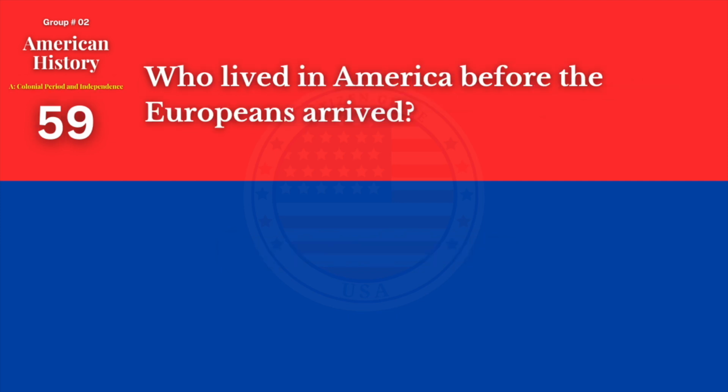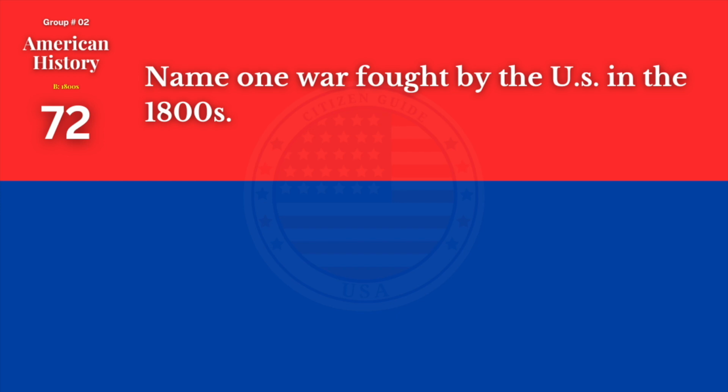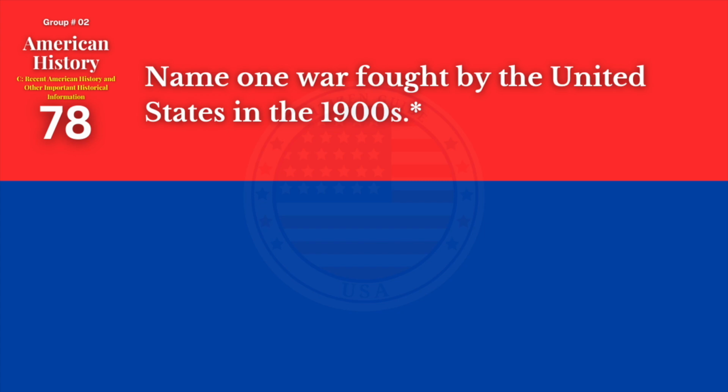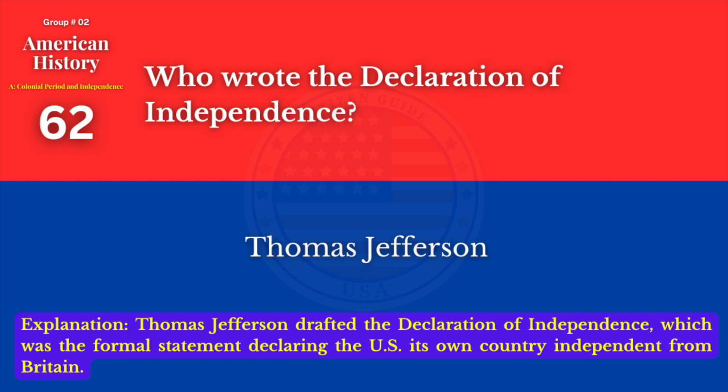Who lived in America before the Europeans arrived? American Indians. Name one war fought by the U.S. in the 1800s. Civil War. Name one war fought by the United States in the 1900s. World War I. Who wrote the Declaration of Independence? Thomas Jefferson.